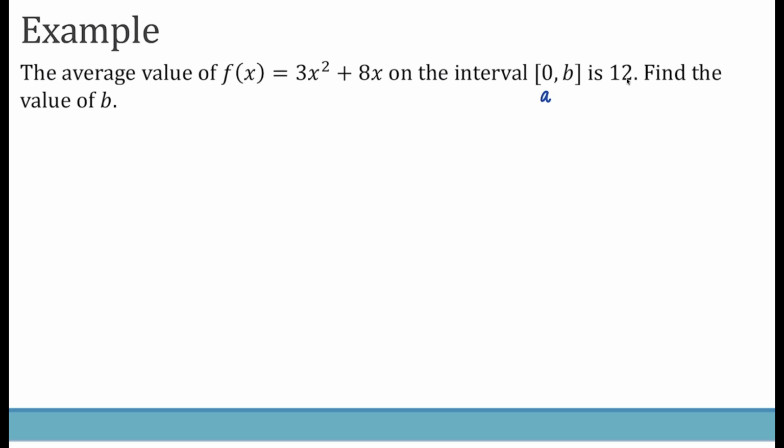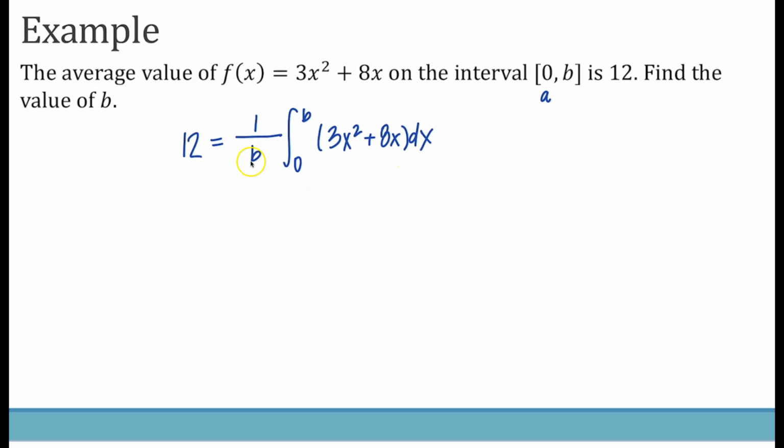So let's go ahead and set up what we know. So the average value is 12. So 12 is equal to 1 over b minus a. Well, that's just b minus 0. So 1 over b, the integral from 0 to b of f of x dx, 3x squared plus 8x dx.